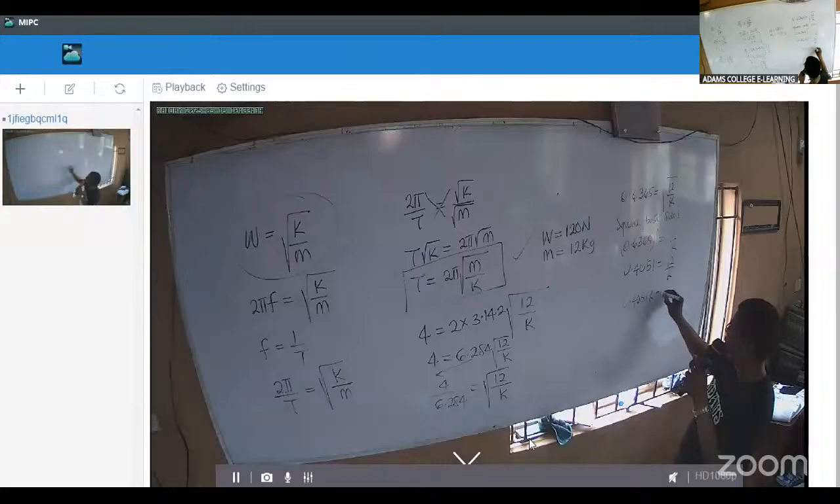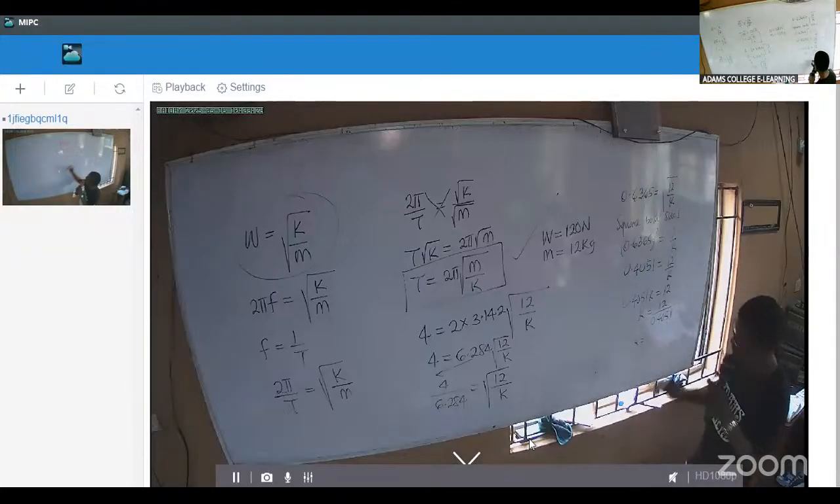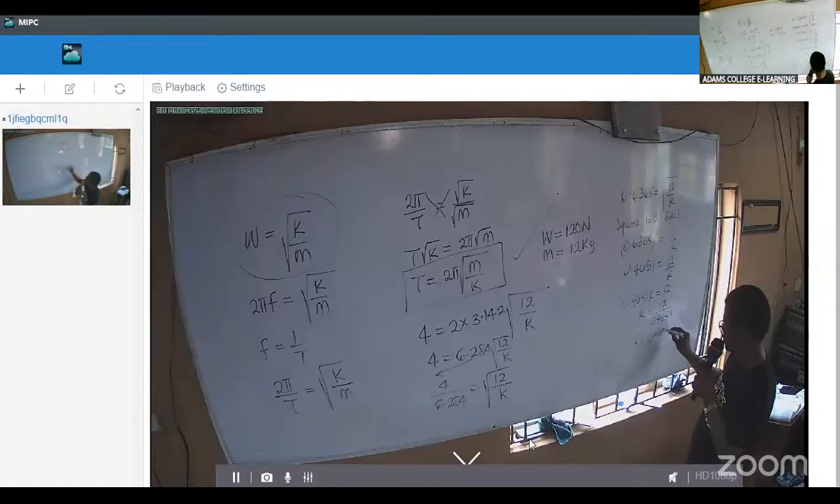It's 12. So our k will be 12 over what? 0.4051. Divide. What do you get? That's it. Newton per meter.